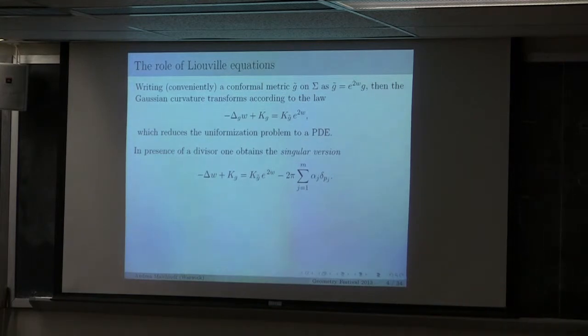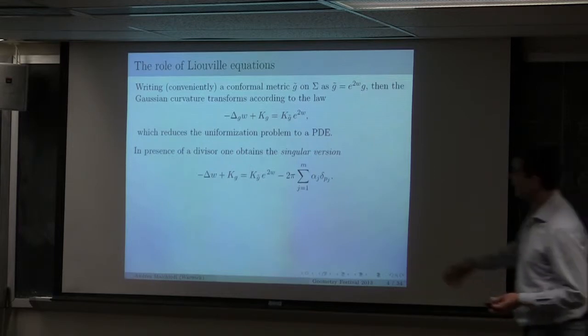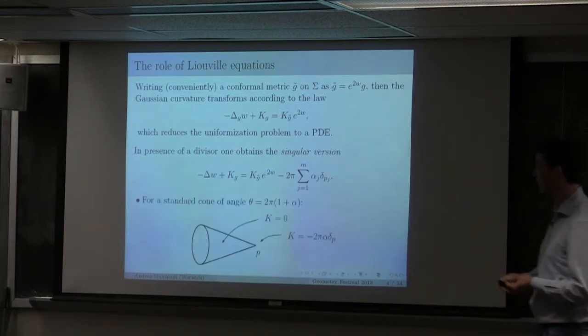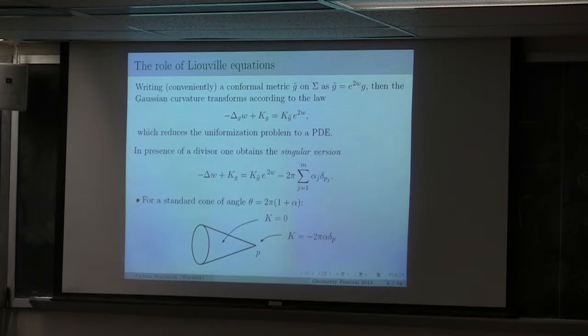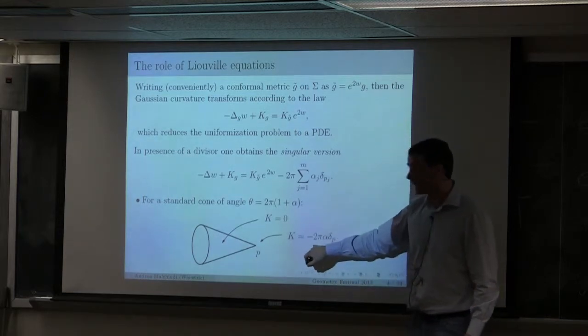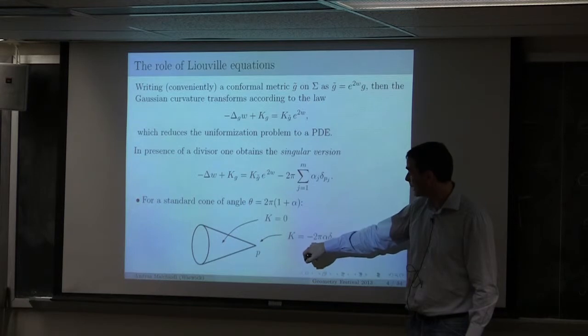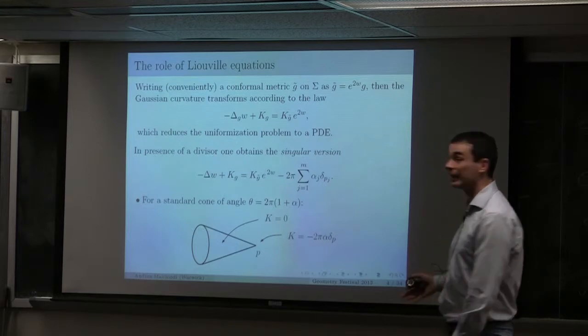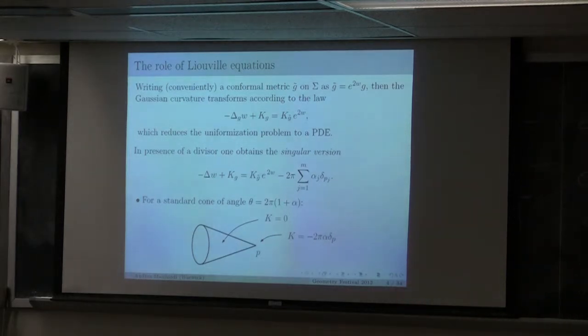I have a slightly more complicated expression for writing down the angles, but you get a cleaner equation here, and you get some Dirac deltas at the singular points. If you take a standard cone, then you can get it just by folding nicely a piece of paper. The Gaussian curvature will be zero on the smooth part, while you get a Dirac delta at the tip with weight minus 2 pi times alpha. In particular for alpha negative, this would be a standard cone, and for alpha positive, you get an orbifold with angle greater than 2 pi.